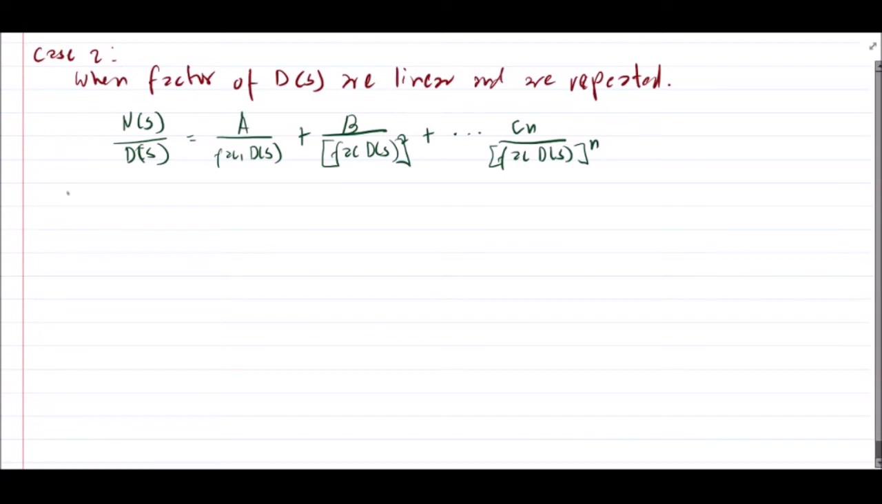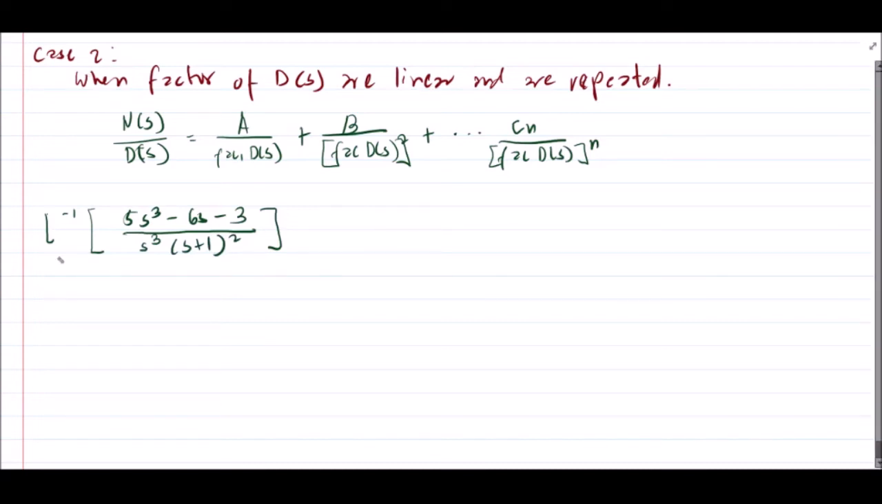Okay, so let's add an example for this one so that we could better appreciate this formula, no? So we need to find the inverse Laplace transform of (5s cubed minus 6s minus 3) over (s cubed (s plus 1) squared). Okay, so how are we going to do this one?